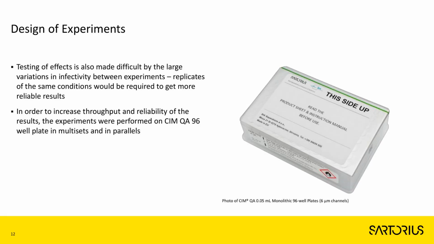The testing of effects of different parameters, however, is made difficult by the fact that there are large variations in the infectivity between different experiments. As such, replicates of the same conditions would be required to get more reliable results. And in order to try and increase the throughput and reliability of the results, the experiments were performed on the SIM-QA 96 well plate, which you can see on the right. And we performed the experiments in multisets and in parallels.